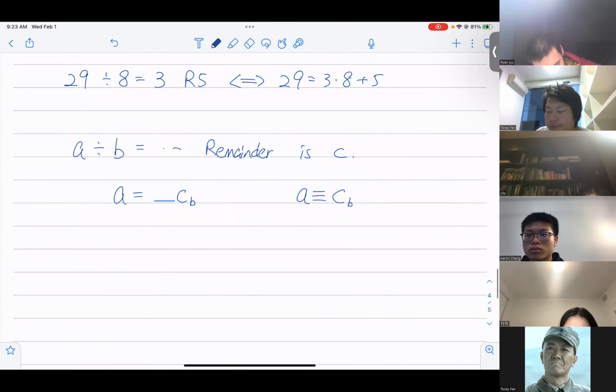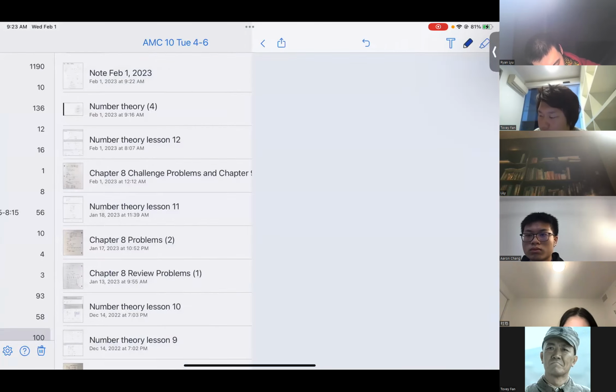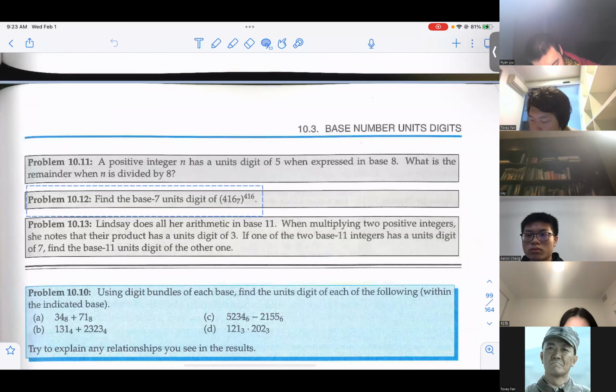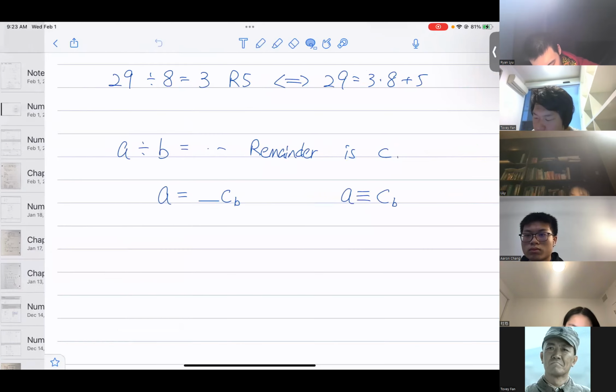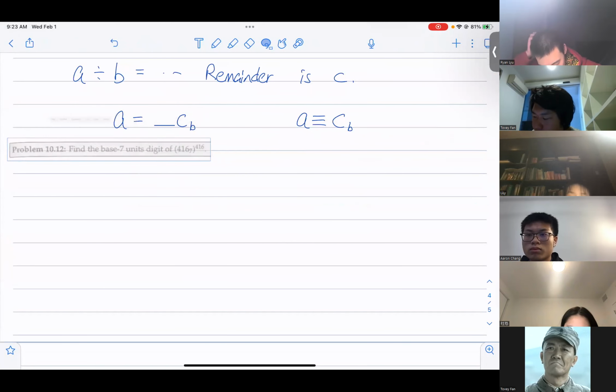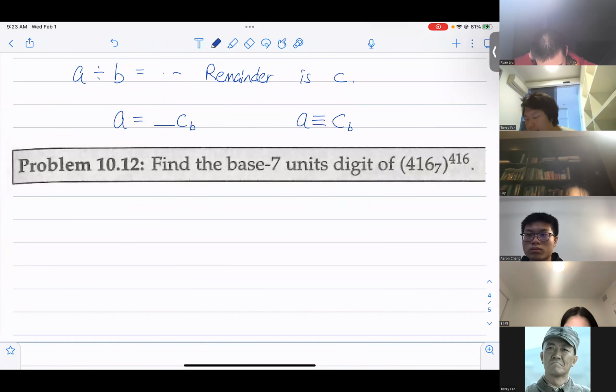OK, 好，我们问题继续啊。Powers. Okay, we'll talk about division, we'll talk about multiplication. Okay, powers. So find the base 7 units digit. 416 in base 7 to the 416th power.